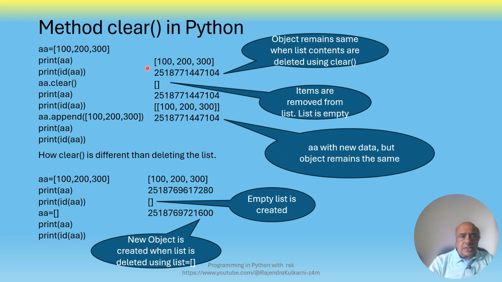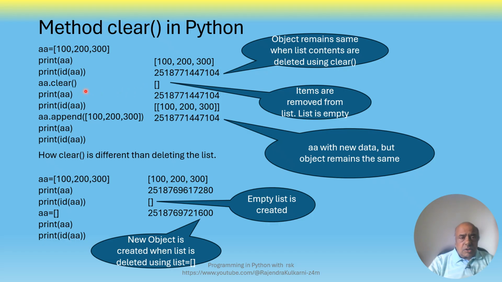Then there is a method clear in Python. What it does is it clears all the contents of the list. Now A is assigned 100, 200, 300 as the contents. We have a print A which gives us those contents as the output. The ID is again 47104. Then we use method a.clear and again print A, to take the output of the contents of A. What we get is an empty list.